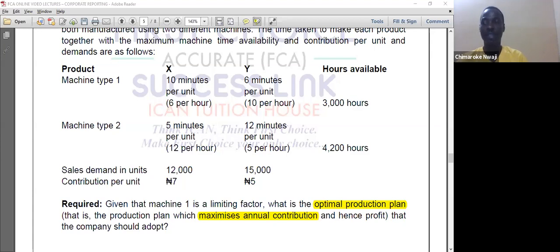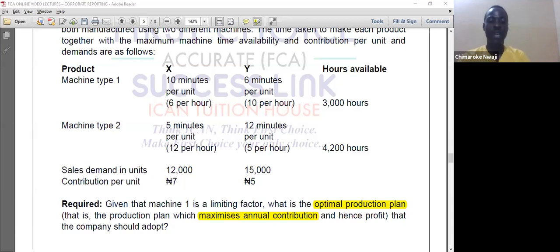Remember the steps. First of all, find the contribution per unit of each of the products. Then identify the limiting factor. Then look for limiting factor per unit. Look for contribution per limiting factor. Then you rank based on the contribution per limiting factor. And the last one, which is the 6th step, is produce according to ranking. Utilize all the available resources.